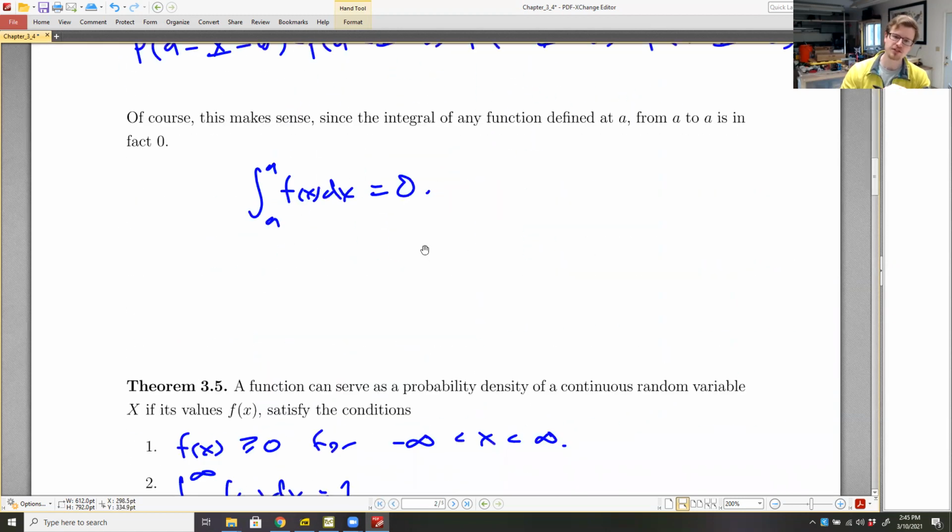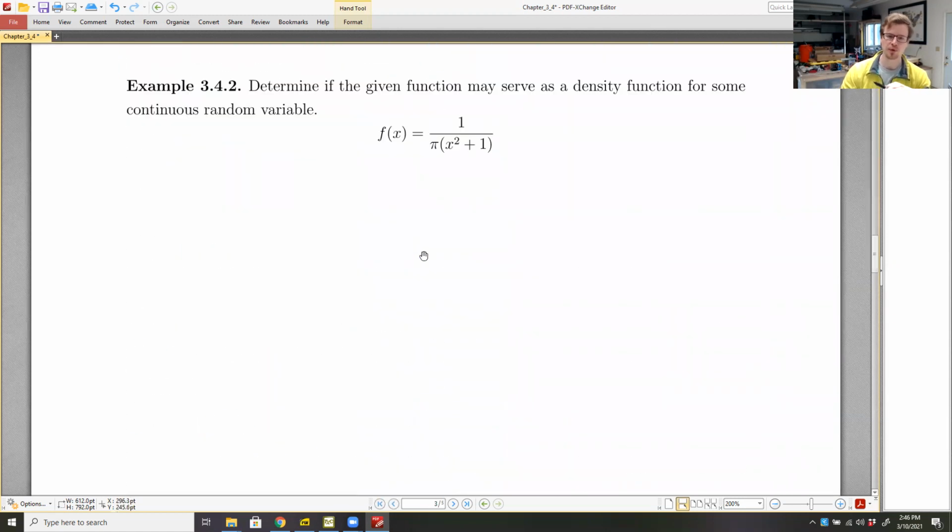But to help with a little bit of recall on integration techniques, we're going to go ahead and take a look at this particular function. So the first condition that we need to satisfy is that it's non-negative. And that should be pretty obvious, but let's make a couple of statements.